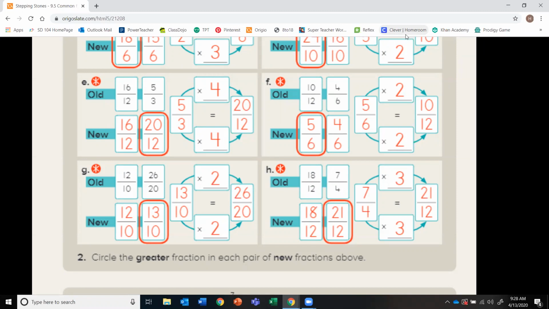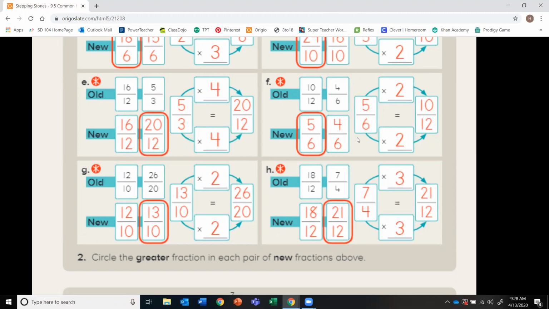As you can see, E, they times by 4. Now, if you think about it, they times by 4 because they were trying to keep 12 the denominator. So if they're trying to keep 12 the denominator, they went ahead and said, oh, 3 times 4 equals 12. Remember, whatever you do to the bottom, you have to do to the top.